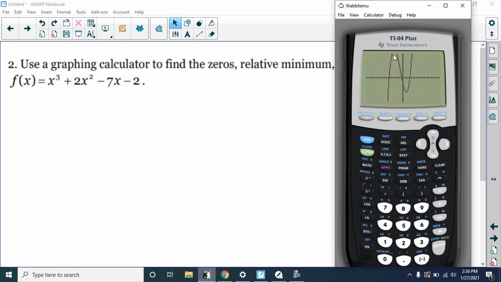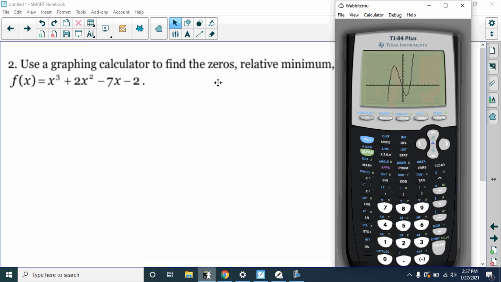We can't see this relative maximum here. If you want to see it, you can go to window and change your y max so that you can see it, but you don't have to. Anything you search for has to be in your domain, has to be in your x's, but does not necessarily need to be in your y. So we're okay. We can see all 3 zeros here. We can see the relative minimum. If I want to see that max, I could maybe change my y max window to 20, and that should capture it. And now we can see that relative maximum as well.